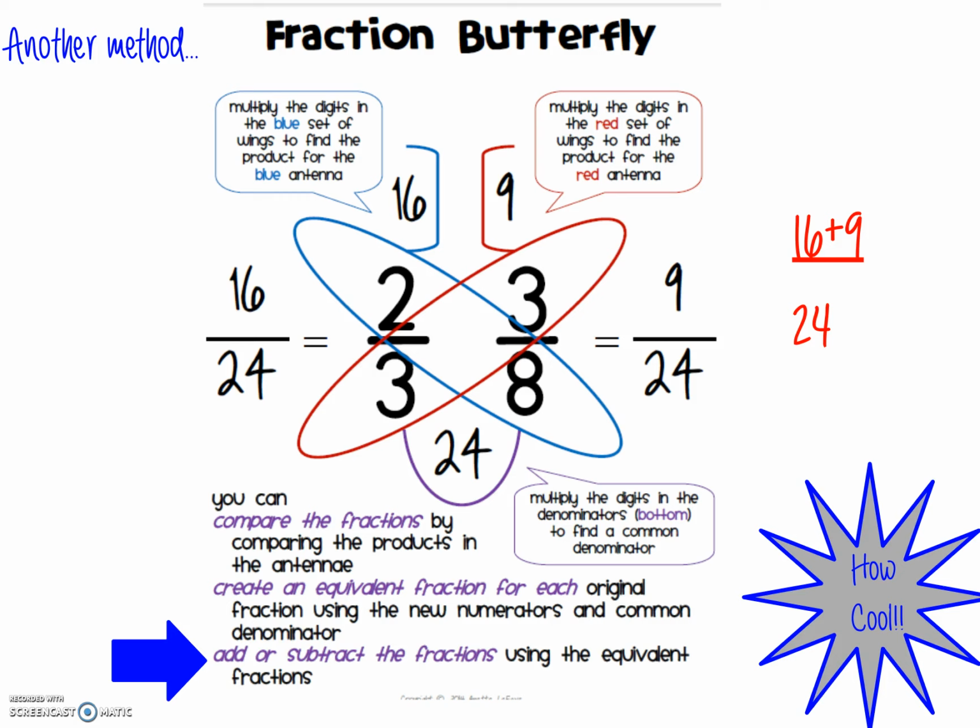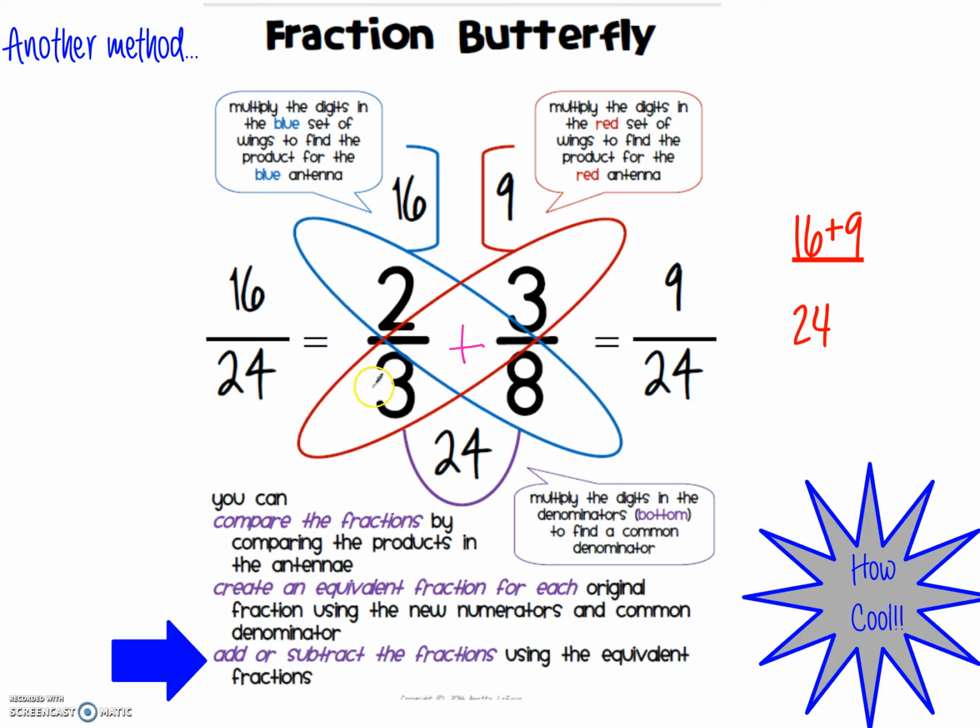Alright, so here's a different way that you can look at it. It's called the fraction butterfly. It's a pretty cool way if you know how to use it. If you get confused with common denominators, this is just a different method. So you set up your fraction butterfly. So we have 2/3 plus 3/8.